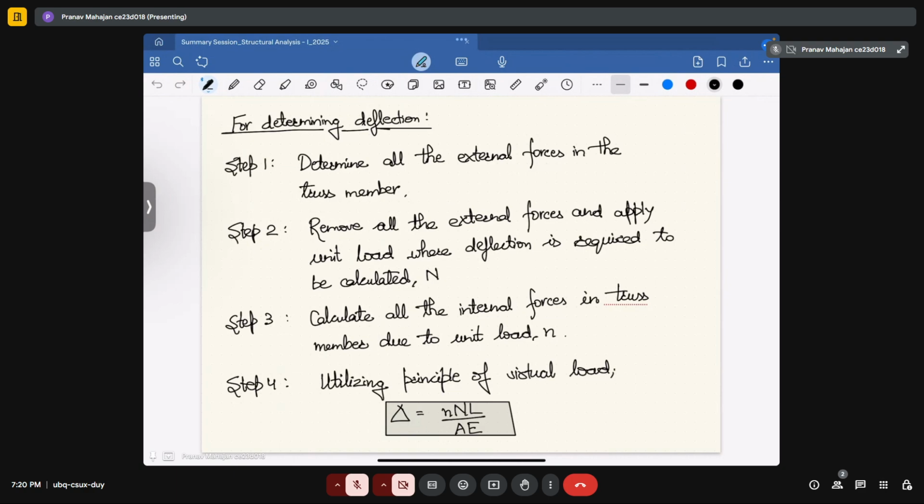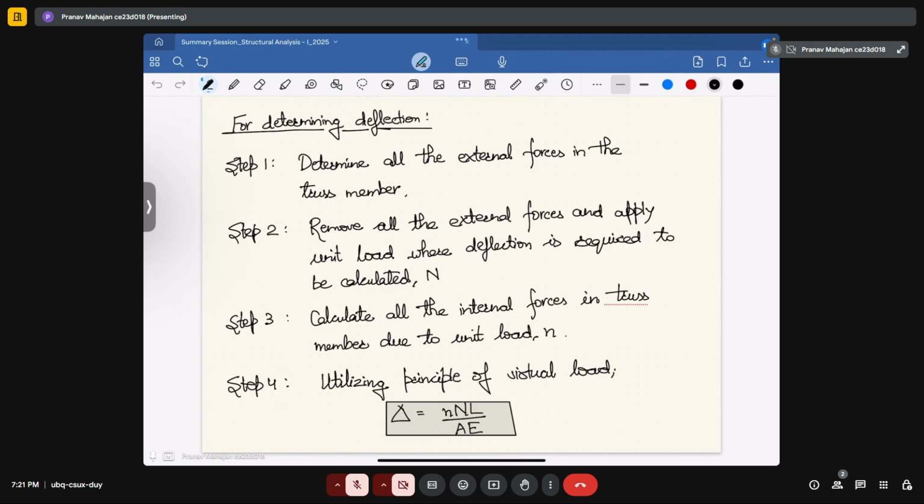Now, what you need to do, you need to remove all the external forces and apply a unit load where deflection is required to calculate. So in the first step, what you will do, you will determine all the forces in the member like you did in the previous question. You can use any method, either method of joints or method of sections, and then you can use any method to determine the external forces.